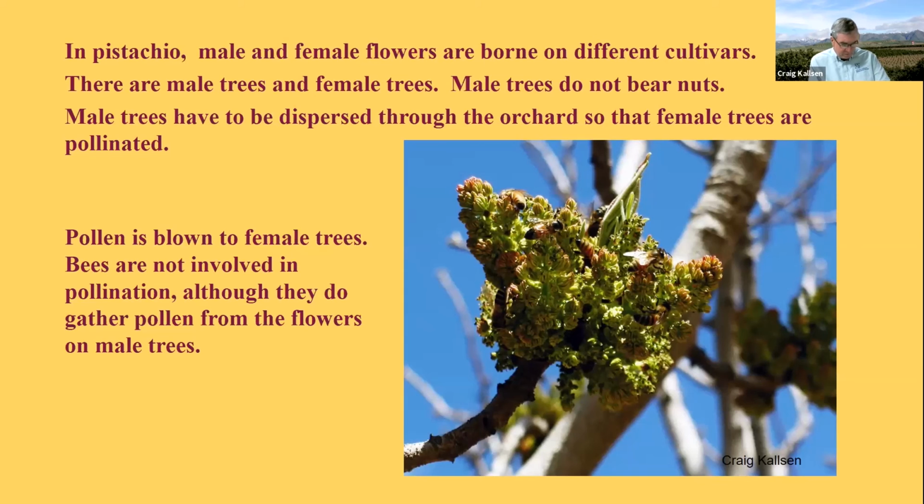In pistachio, male and female flowers are borne on different cultivars. So there are male trees and there are female trees. The fancy scientific name is dioecious. Now, male trees do not bear nuts. Male trees have to be dispersed through the orchard so that female trees are pollinated, and pollen is blown to female trees.